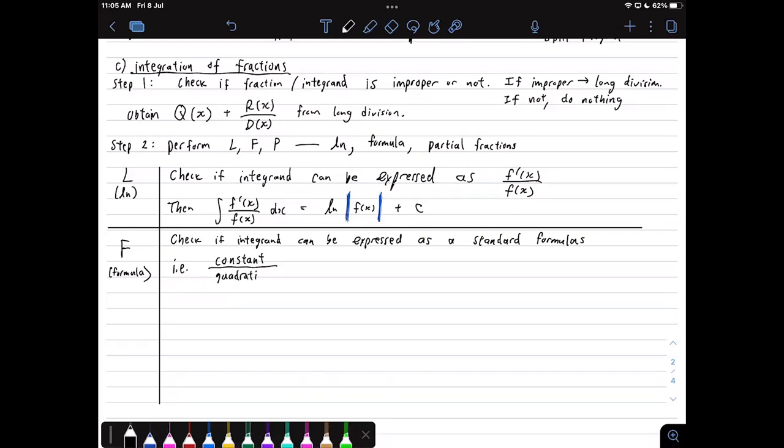You know what's quadratic, right? The x squared function or expression. Or alternatively, it will be a constant on top, divide by the square root of a quadratic function. Then in this case, when it's a quadratic, let me just highlight this part and then I'll tell you, you need to complete the square.